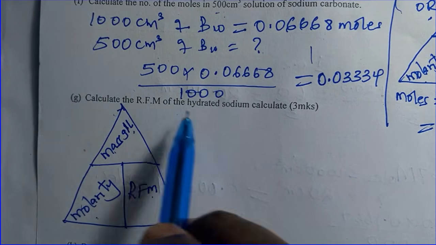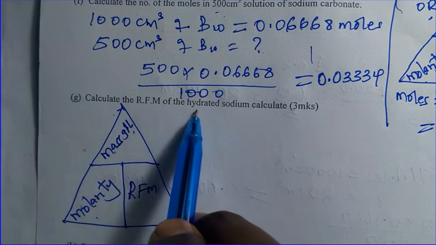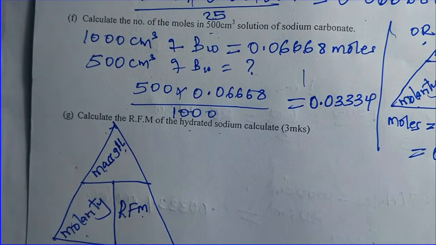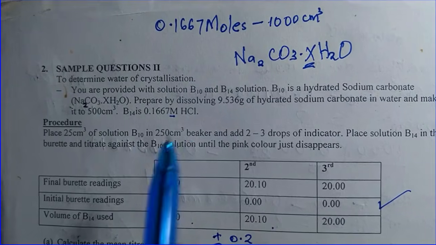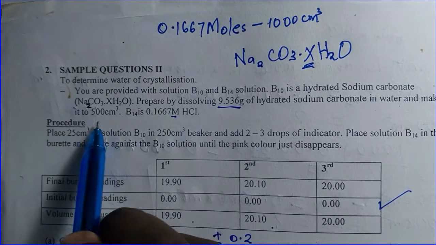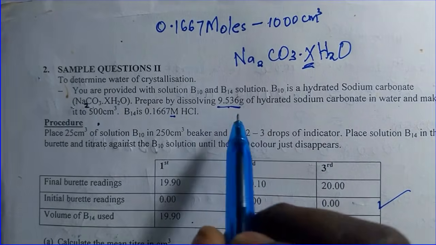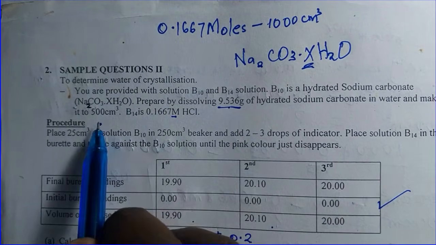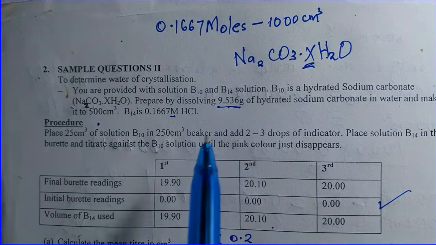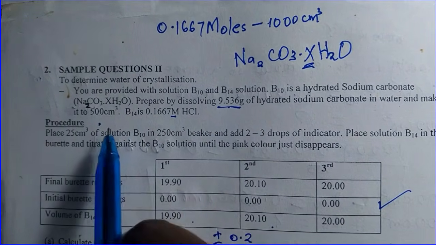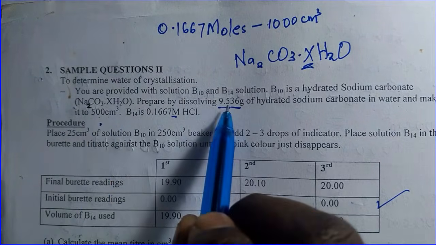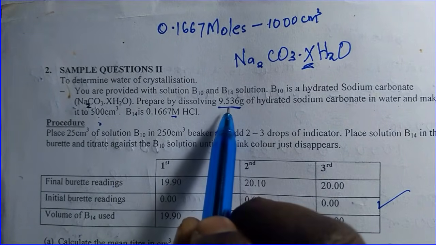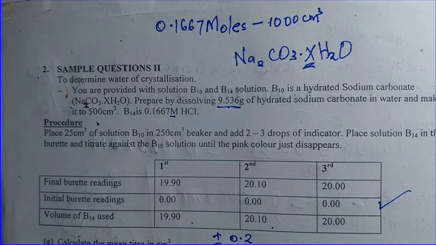Now, we are looking for the RFM of hydrated sodium carbonate. But remember why I asked you to keep this mass of 500 in mind. We have reached where we need mass, but the mass we are given is in 500. The mass we want to use must be in a liter. So you will ask, if 500 centimeters cube contains this, then 1,000, which is a liter, will be how many grams? That is simple. Very important to understand that.